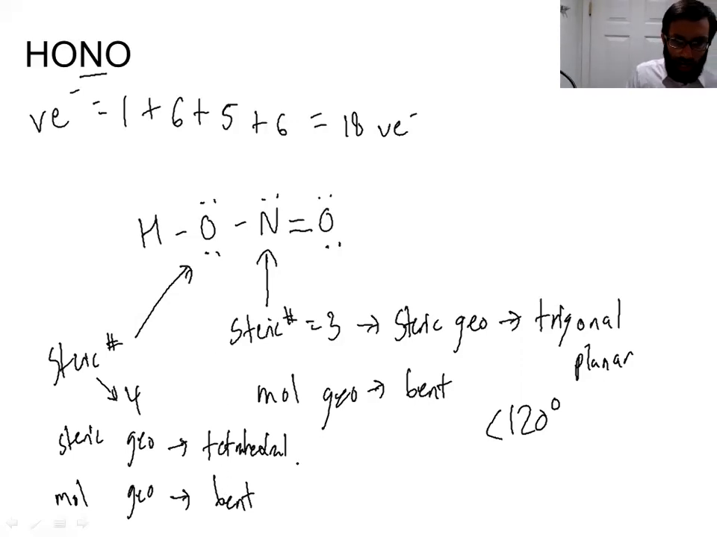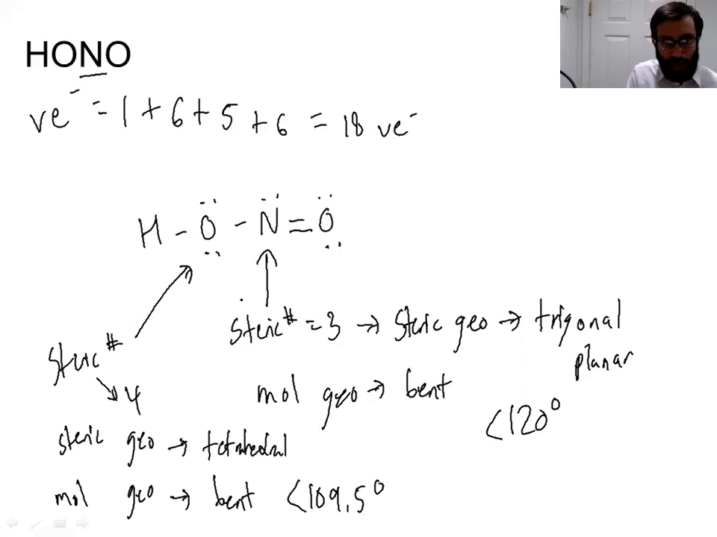And so again, now we can think about what the bond angle would be here. It's going to be different. The idealized bond angle for a tetrahedron is 109.5, but again, we have lone pairs there, so it's going to be less than 109.5.